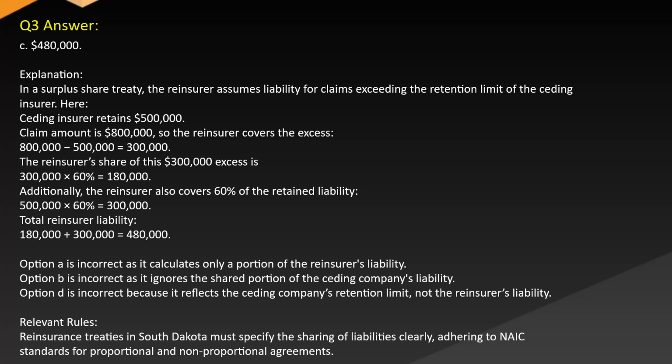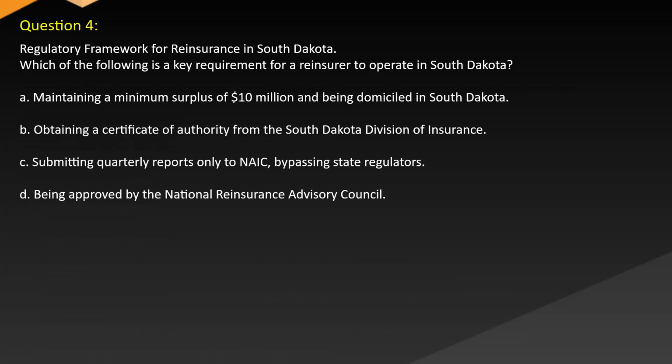Option A is incorrect as it calculates only a portion of the reinsurer's liability. Option B is incorrect as it ignores the shared portion of the ceding company's liability. Option D is incorrect because it reflects the ceding company's retention limit, not the reinsurer's liability. Relevant rules. Reinsurance treaties in South Dakota must specify the sharing of liabilities clearly, adhering to NAIC standards for proportional and non-proportional agreements.